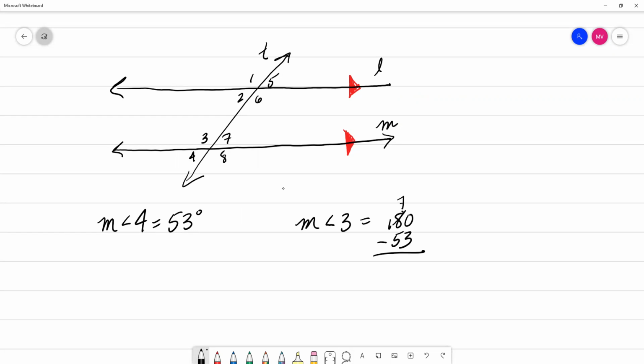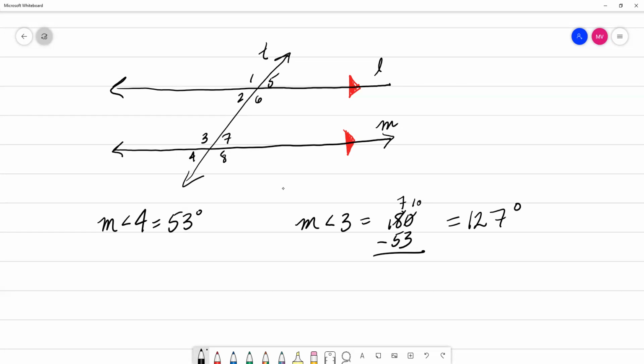10 take away, that's a 7 and that's a 10. So 10 take away 3 is 7, and 17 take away 5 is 12. Yes. So the measurement of angle 3 is 127 degrees.